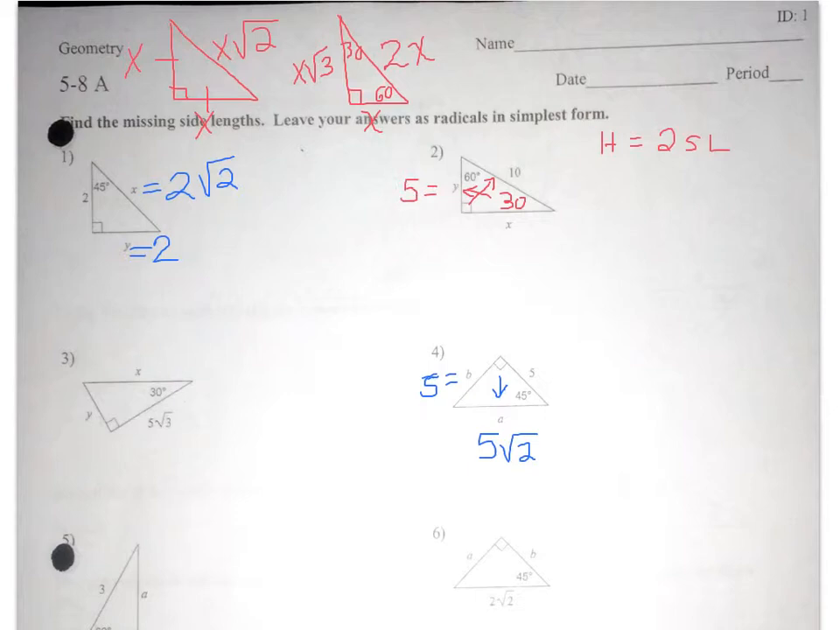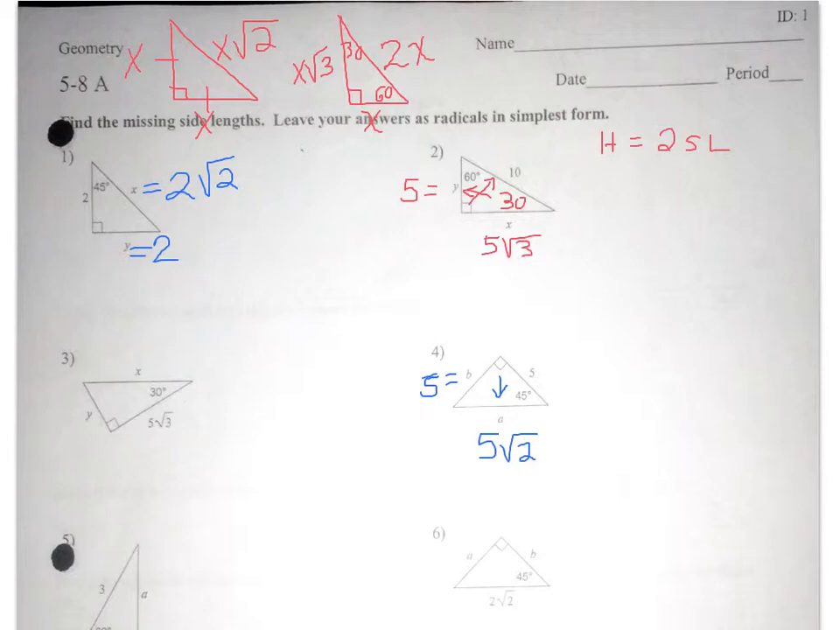And now based on the formula, if you recall, the formula says if the short leg is x, the hypotenuse is 2x, and the long leg, which is the side across from the 60-degree angle, is x square root of 3, which is the short leg times square root of 3. So if the short leg is 5, the long leg is 5 square root of 3.